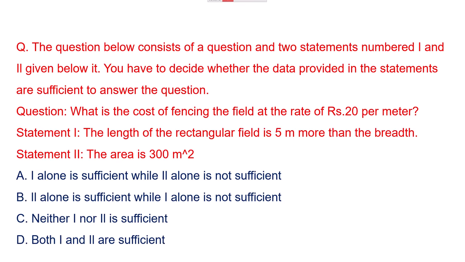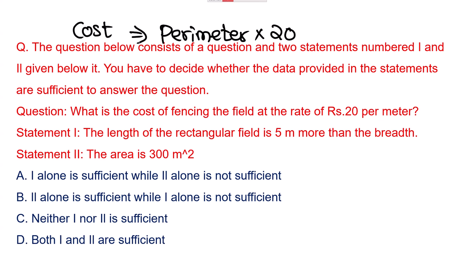Cost of fencing the field at the rate of rupees 20 per meter. See, it's almost similar to your compound wall for your house or for your apartment. That's nothing but perimeter. If you know perimeter, into 20 is your answer. Perimeter into 20 is your answer, cost is. So why perimeter, why not area? Perimeter because you want fencing. Fencing is done for the perimeter.